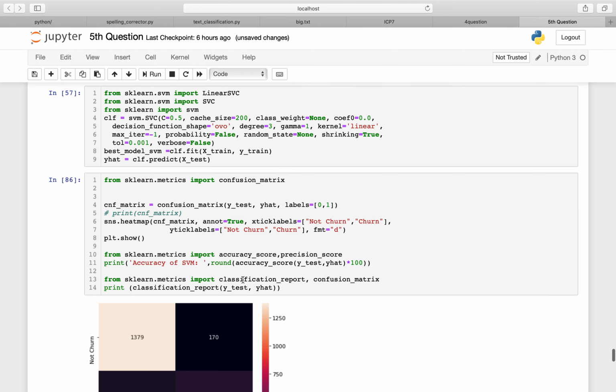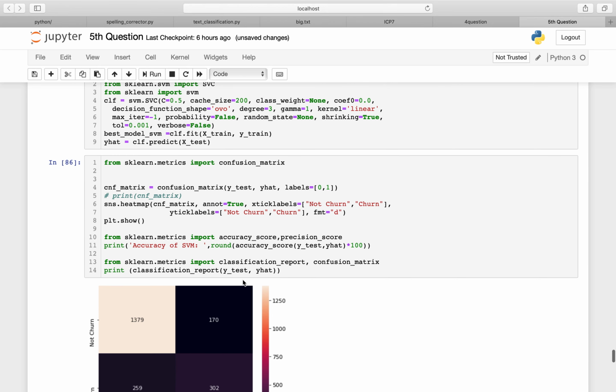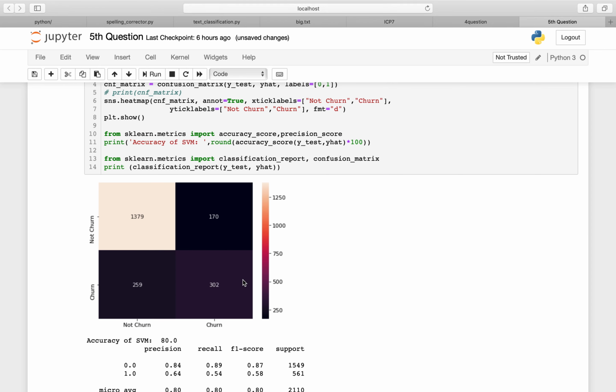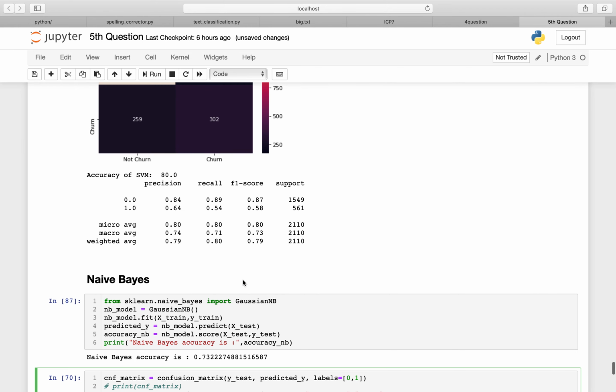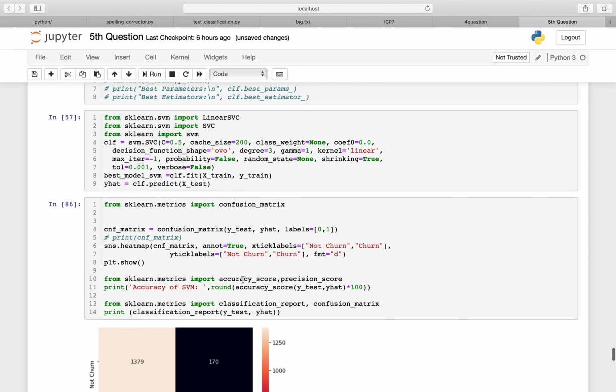Out of all, I see that SVM has given me the best accuracy, which is 80%, whereas all the others are around 73 and 74%. Yeah, this is all about the fifth question.